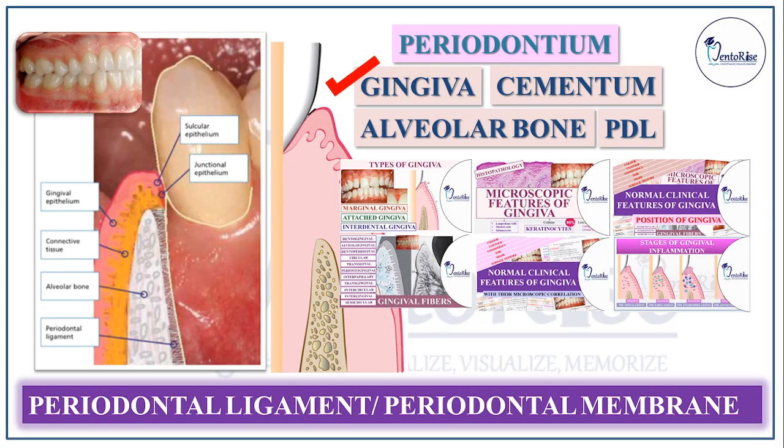Till now in our series of periodontology, we talked about periodontium, which has four main components: the gingiva, the cementum, the alveolar bone and the periodontal ligament. Out of these, we have talked about gingiva in detail in our previous videos. Now from this particular video, we will be talking about periodontal ligament, that is PDL, which is also called periodontal membrane.